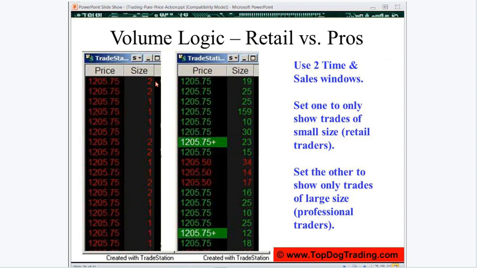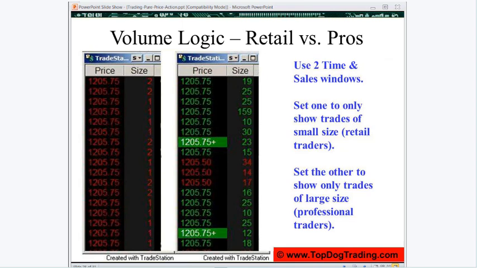You really think that most institutions, professional traders are trading 1 or 2 contracts? Probably not, right? It's not worth their time. On the other hand, I got that over here, and then I create another time and sales window, but I just put in different filters. Okay, and this one, I think we set it for 10. Yeah, this one we set for 10. Alrighty, now look at the difference. This tells a story.